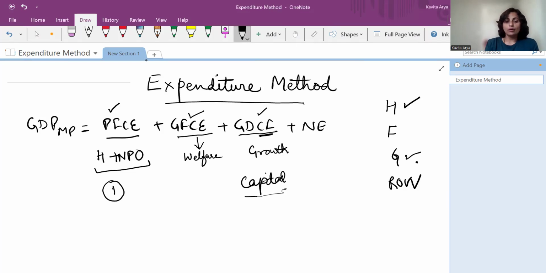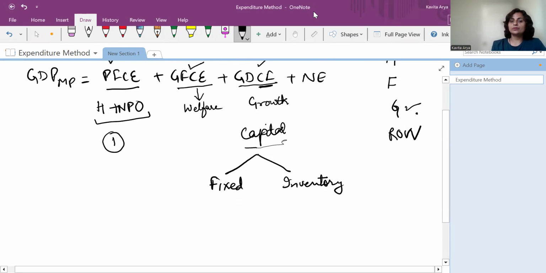So, this is categorized into two parts, the fixed as well as the inventory. Gross domestic capital formation has two parts, gross fixed capital formation and inventory. When we talk about the fixed component of capital formation, we have further three components here. Gross business fixed investment.